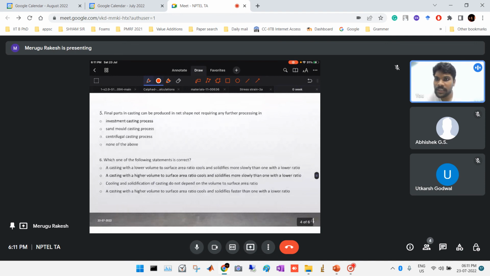So the next question is: final parts in casting can be produced in net shape, not requiring any further processing, in. If you are aware of these castings, the first option is itself investment casting, also known as precision casting, in which we directly get the net shape product. Sorry for that, I am discussing the fifth question. So investment casting, also known as precision casting, is one in which we directly get the net shape product when compared with sand and centrifugal castings.